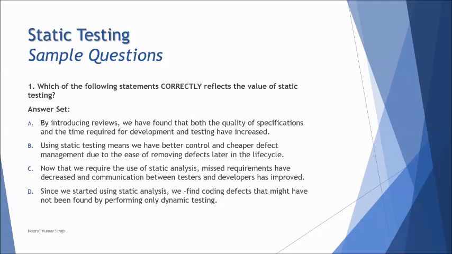C, now that we require the use of static analysis, missed requirements have decreased and communication between testers and developers has improved. Now, this also seems to be very relevant, but of course, static analysis does not help to improve the communication between developers and testers, that is conducting reviews. Static analysis is generally to find the defects in the code. And that is D, which is the most relevant option. Since we started using static analysis, we find coding defects that might not have been found by performing only dynamic testing. And that's the right answer for this question.